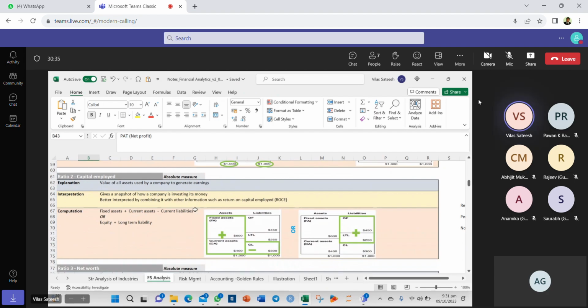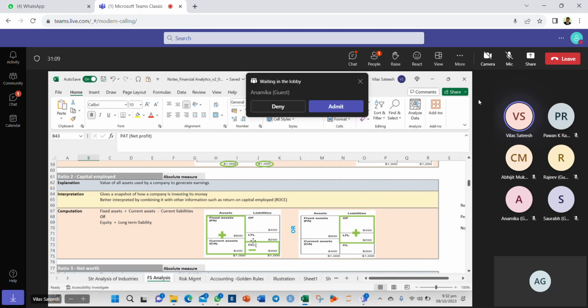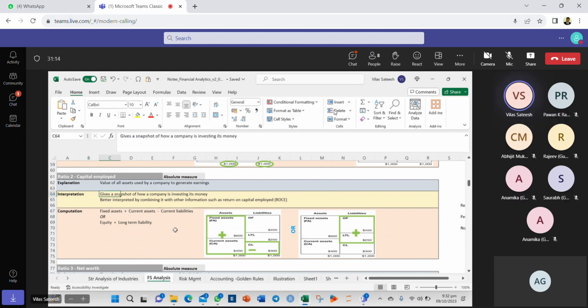The next one is capital employed. Capital employed is how much capital you are using in the business, which could be calculated in two ways. One is, you add fixed assets plus current assets minus current liabilities. Whatever assets net of your current liabilities that you have is how much capital you have employed in your business. When you say capital, it's not just the owner's capital, but even the long-term capital that you have borrowed from external parties. So this gives a snapshot of how the company is actually investing its funds.